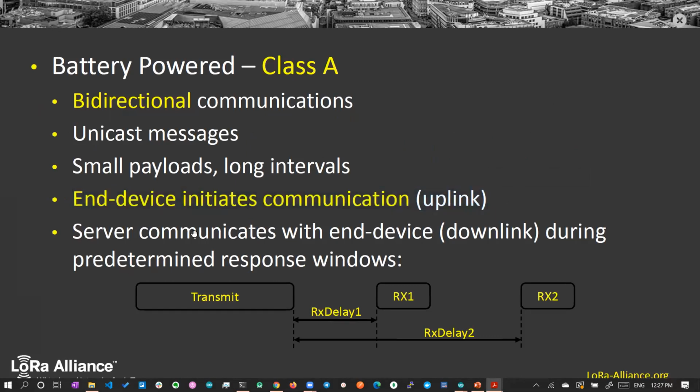The server communicates with the end device downlink during the predetermined response windows. So you transmit one uplink, there will be a small RX delay. In this slot, you can send the downlink, or else you cannot send the downlink. Okay, that is Class A.